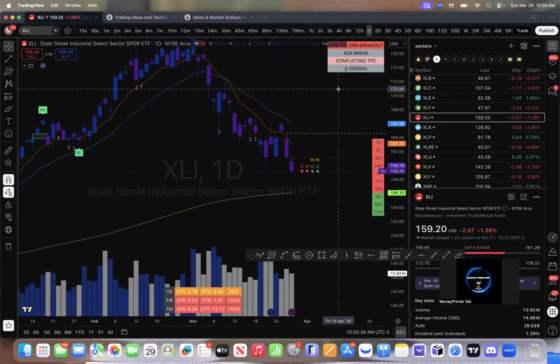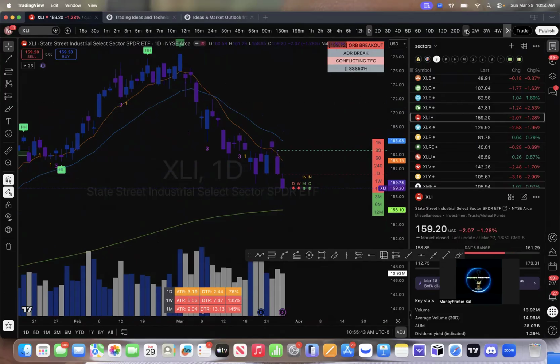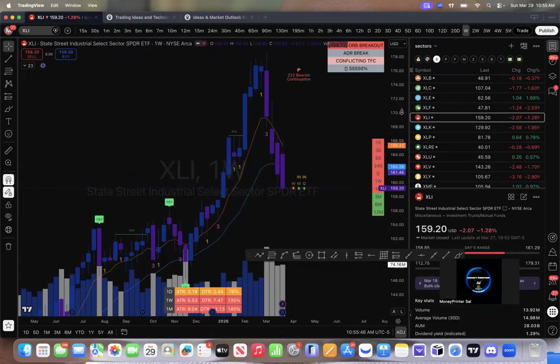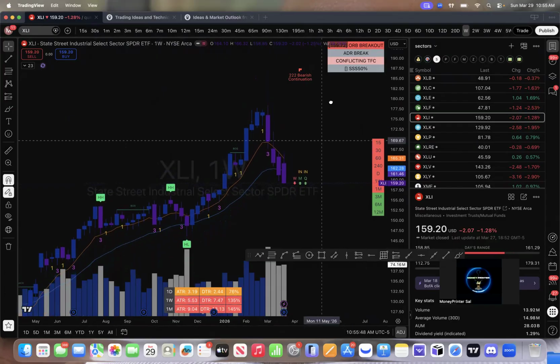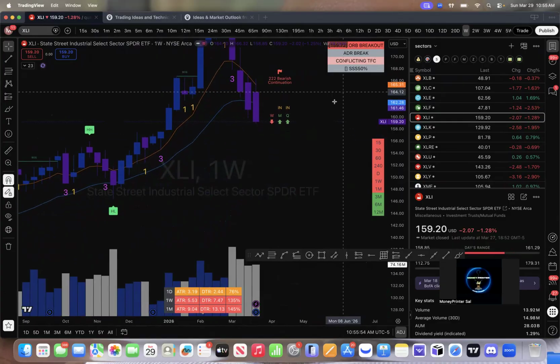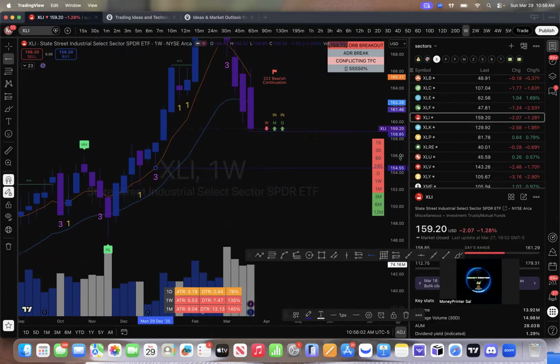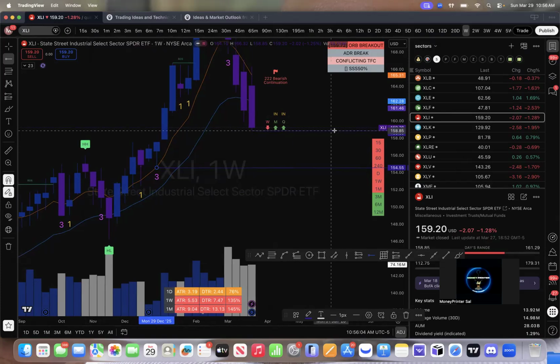Same thing pretty much with the XLI sector. All of these sectors are pretty much bearish, seriously. This is a 2-2 continuation bearish as well. May look in this sector for some plays or whatever.